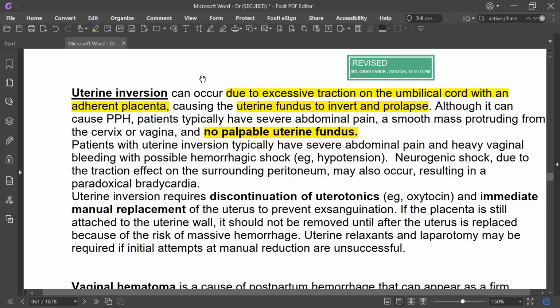Uterine inversion occurs due to excessive traction of the umbilical cord with an adherent placenta, causing the uterine fundus to invert and prolapse. Patients typically have severe abdominal pain and a smooth mass protruding from the cervix or vagina. There is no palpable uterine fundus.